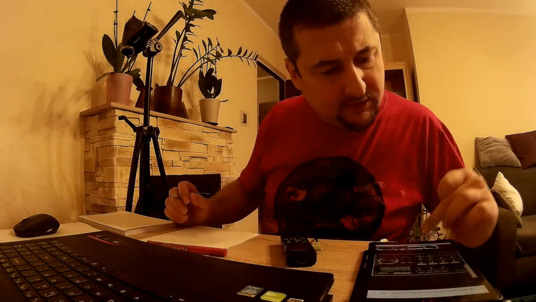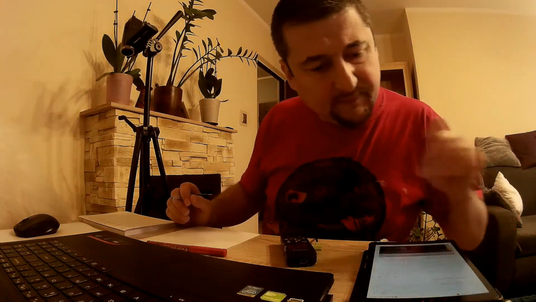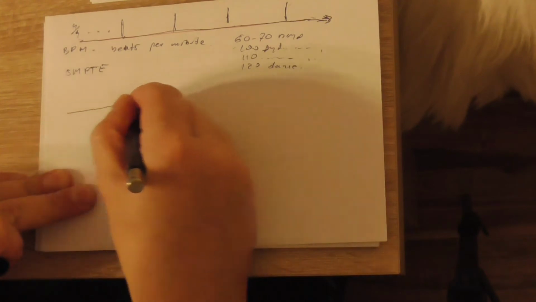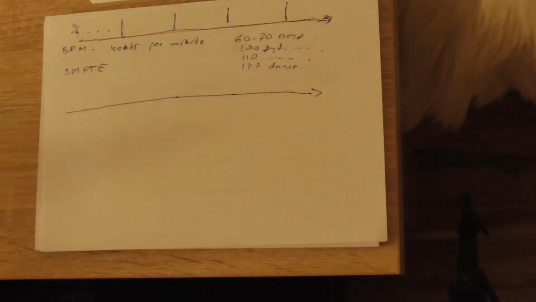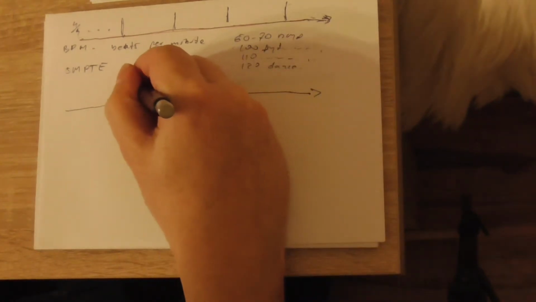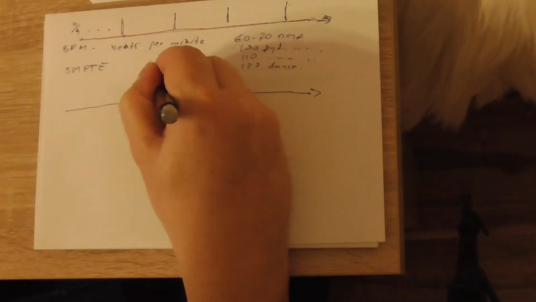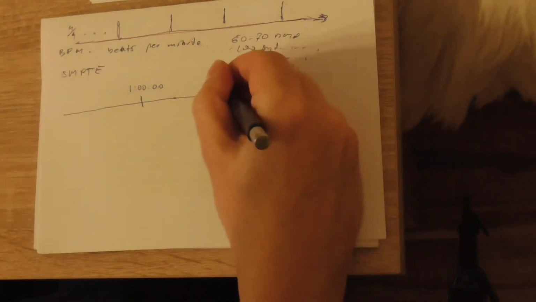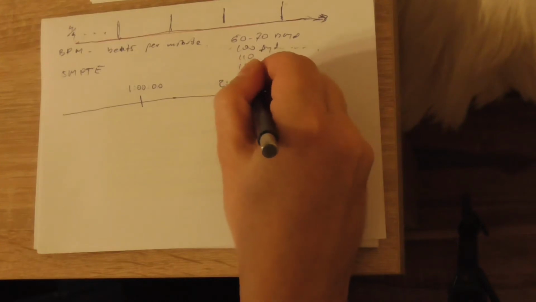You just have the code called SMPTE. That's your time code. I mean, that's your measure. So you don't have measures, but you've got a timeline. Then you've got 1 minute, 1 0 0 0 0, and 2 minutes, 2 0 0 0 0.